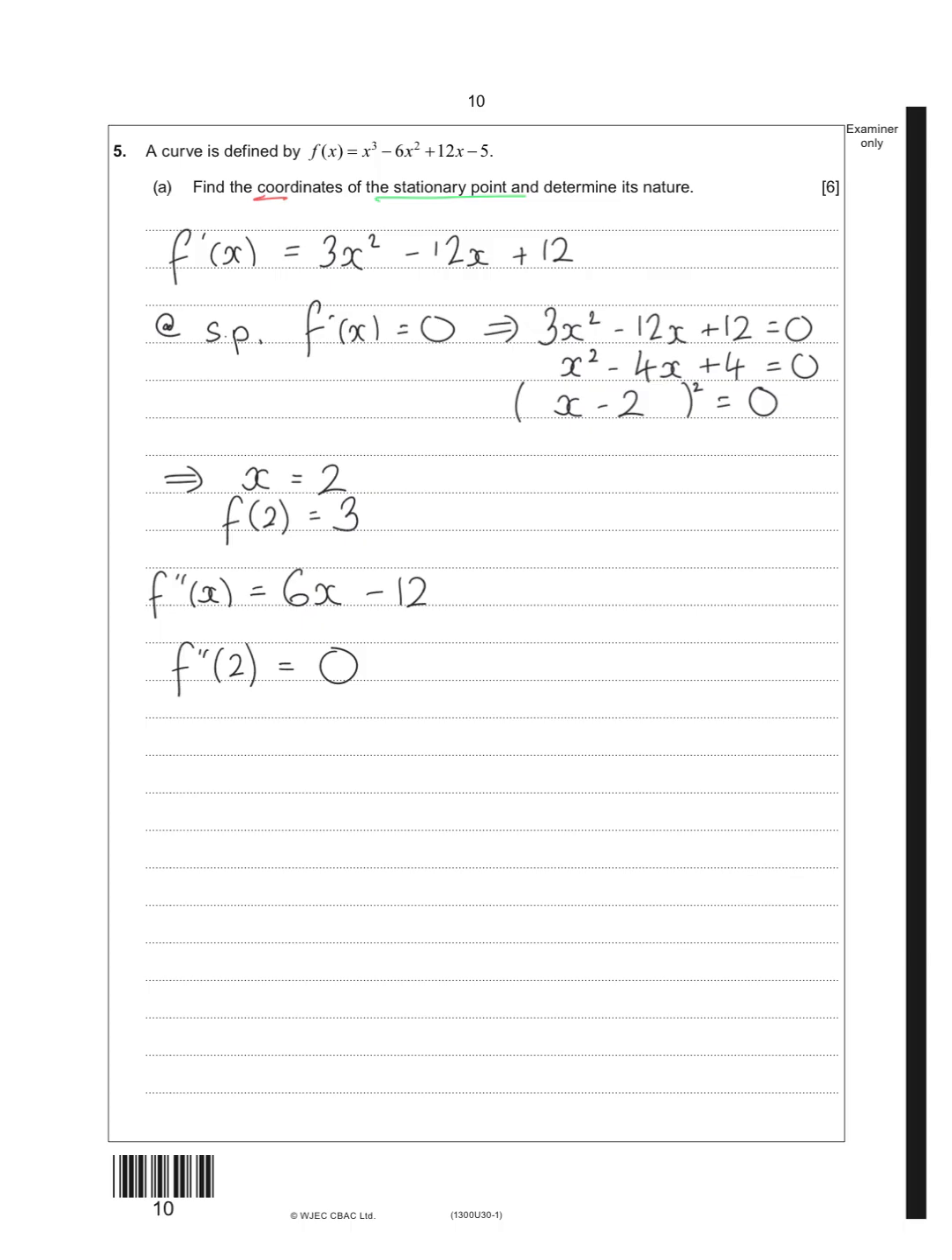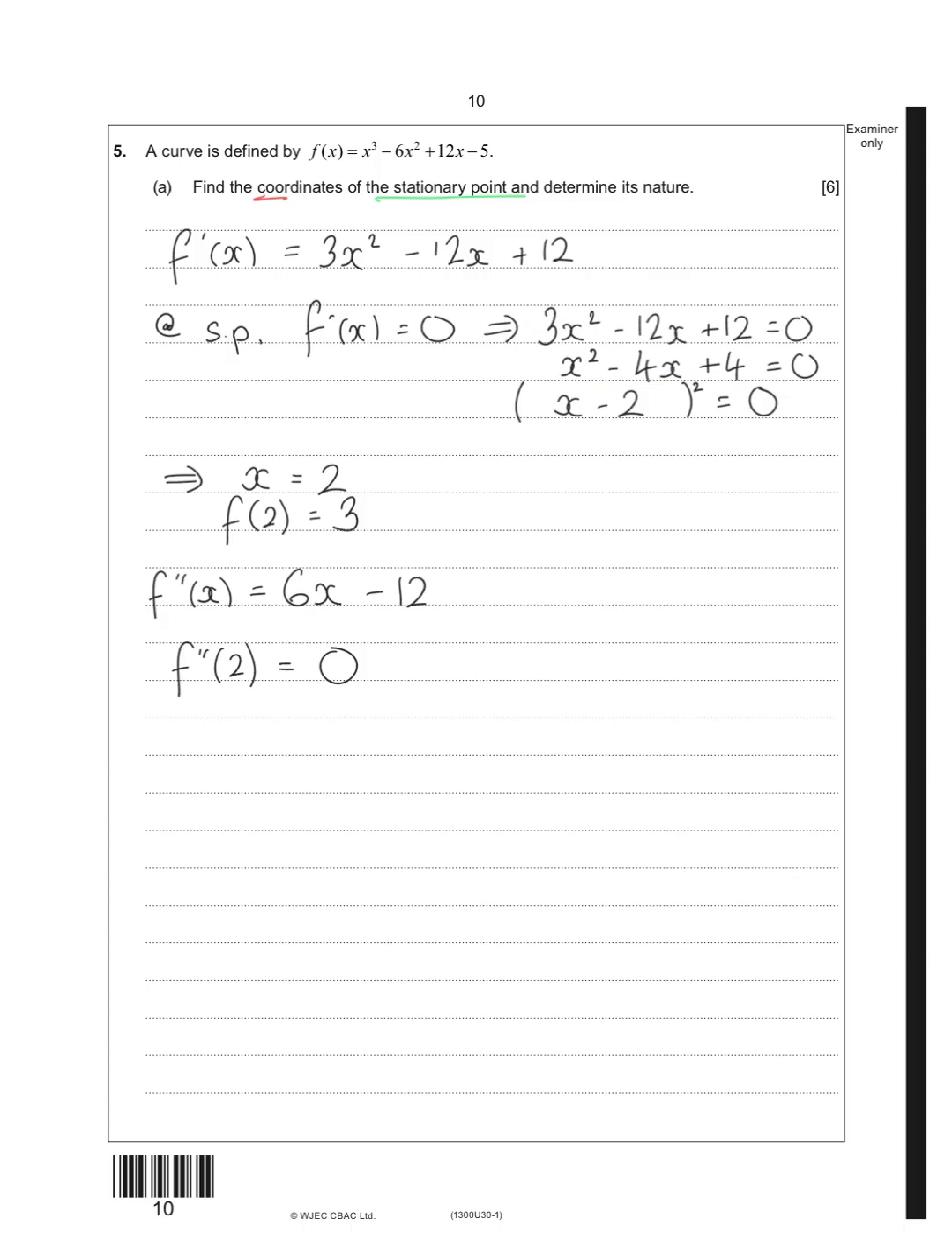I'm going to have to look either side of it. So when x is 2, when x is 3, and when x is 1, I'm going to look at the second derivative. And I know that if there is a point of inflection there, I will have a change of what's called concavity. I'll have a change of sign of the second derivative. So when x is 1, I'm going to have 6 minus 12, which is minus 6. When x is 3, I'm going to get 18 minus 12, which is 6.